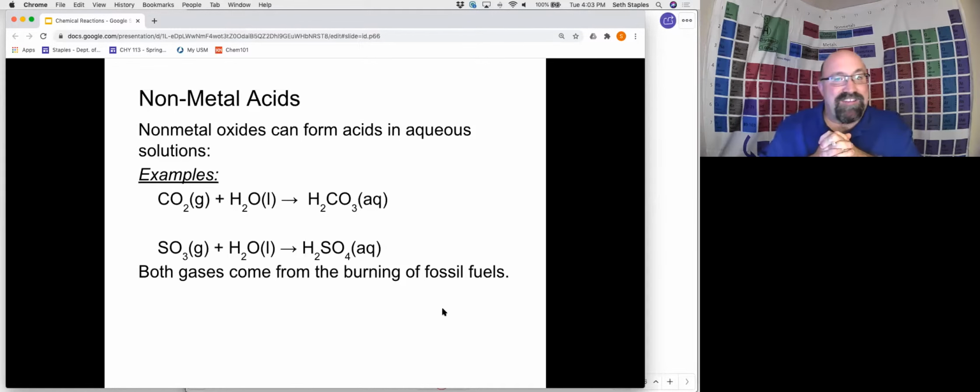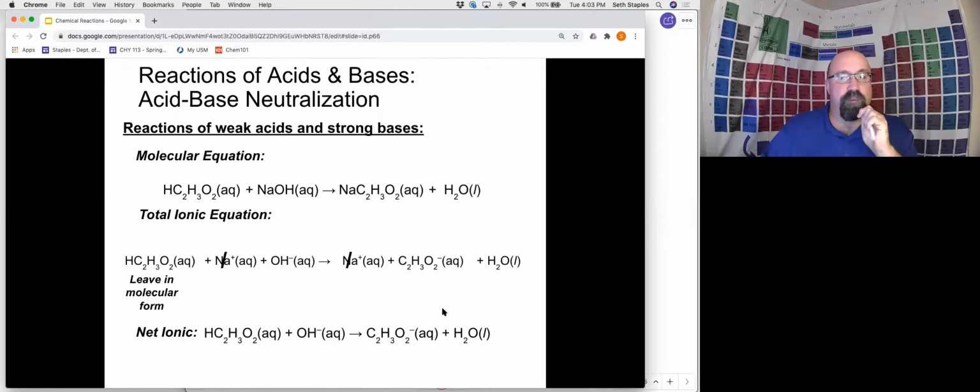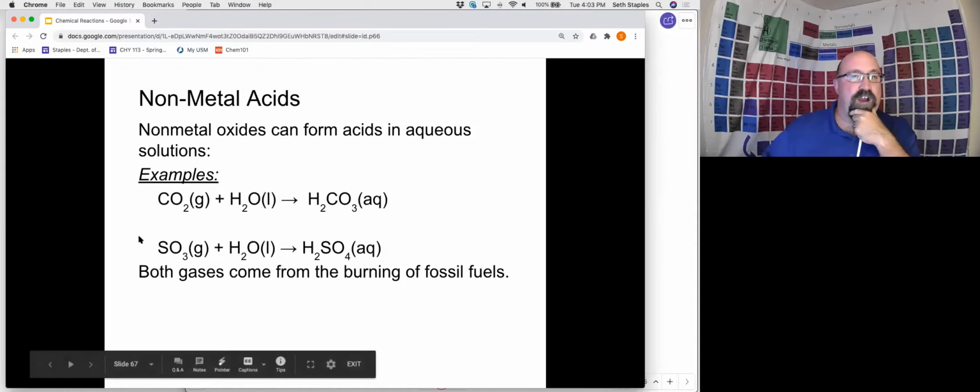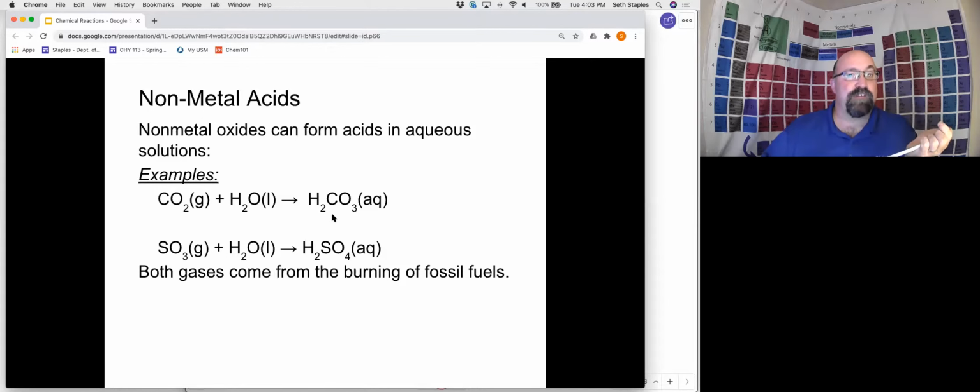Non-metal oxides can also form acids in aqueous solutions. This is just another aspect of acid-base chemistry. For example, carbon dioxide, so here's a non-metal oxide, plus water gives us H2CO3, carbonic acid. SO3, sulfur trioxide, another non-metal oxide, plus water gives us sulfuric acid.